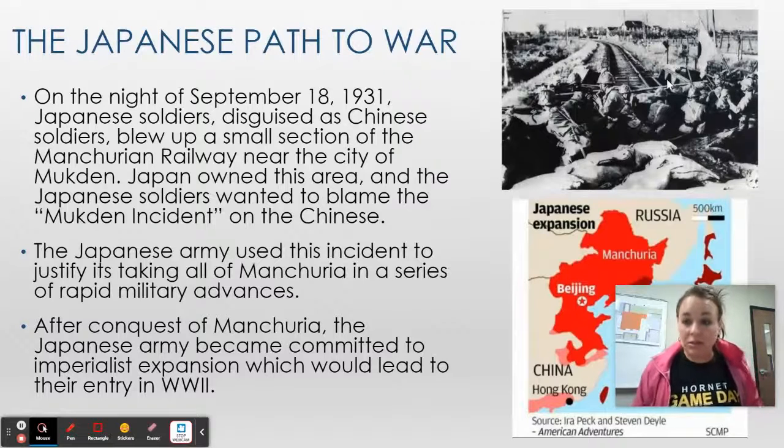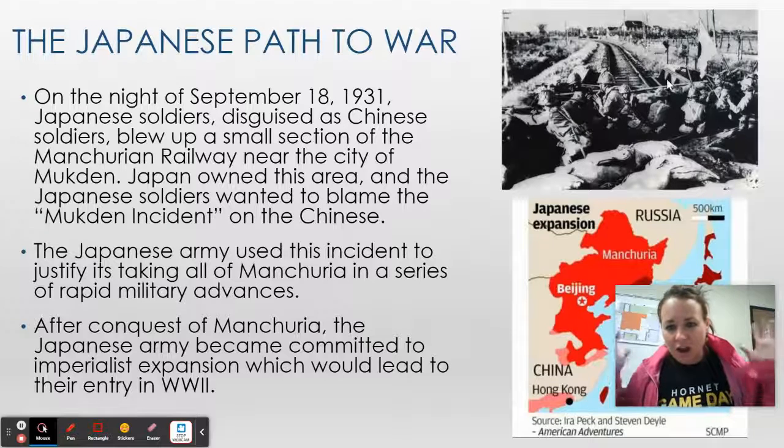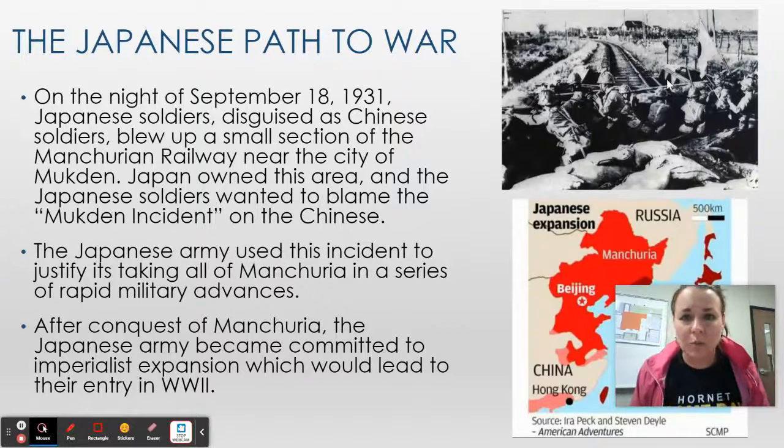So, how it all gets started is an incident known as the Mukden Incident. They're going to dress up as Chinese soldiers. They're going to go blow up a railroad. And they're going to say, oh, the Chinese did it. And they're trying to keep us from providing for our people. And so there's a justification in our invasion of China through Manchuria.